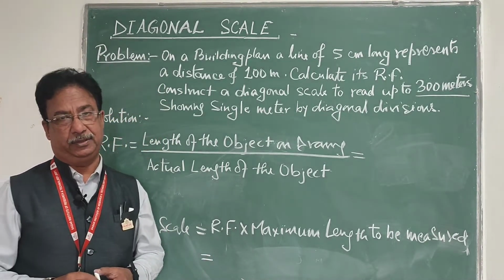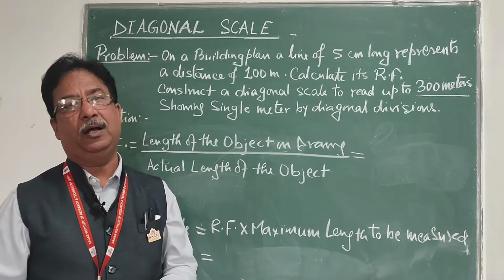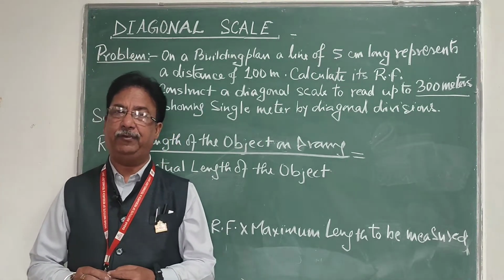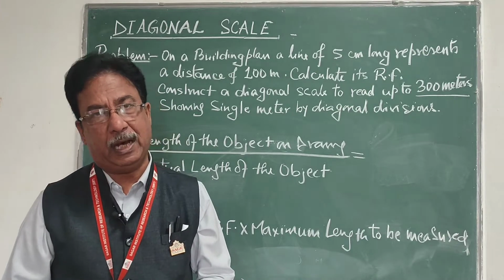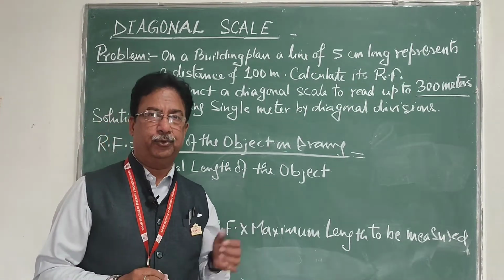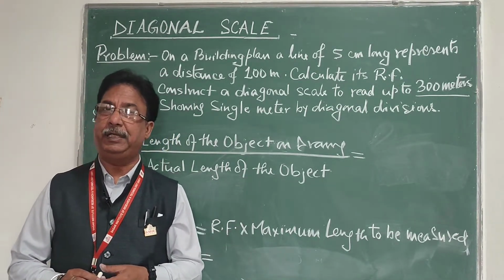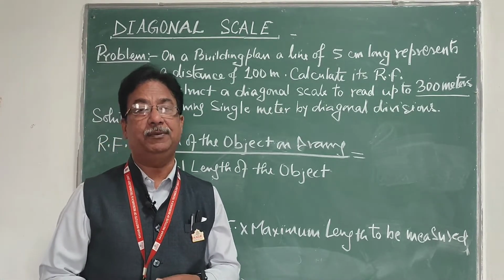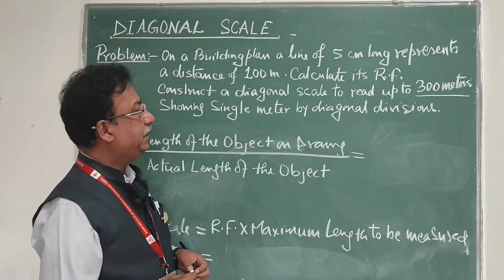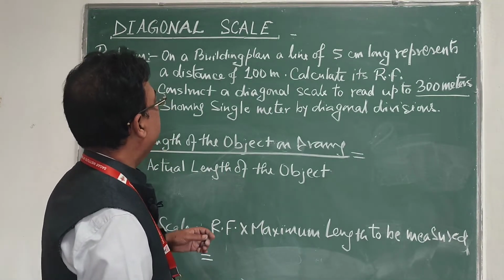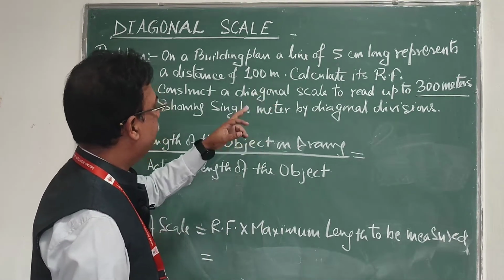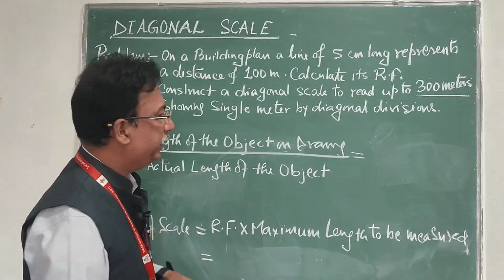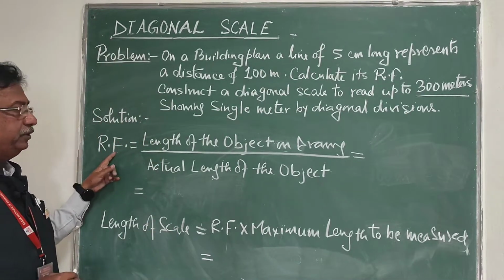As you remember, I already told you that for any scale the three prime requirements will be: one will be the RF, for that the proportion will be given to me, second will be the units we want to measure with the help of that scale, and third will be the maximum length. All three things are given in this problem. We already have the ratio, that is 5 centimeter representing a distance of 100 meter. So easily we can find out the RF.